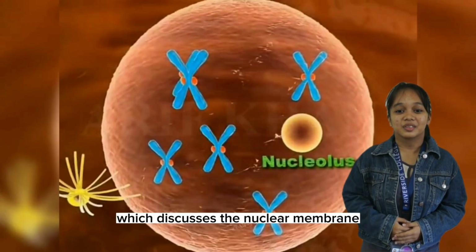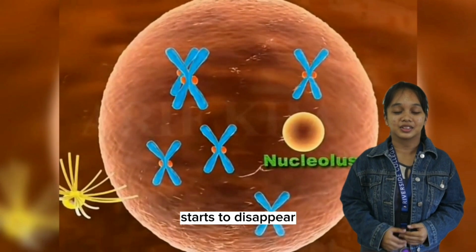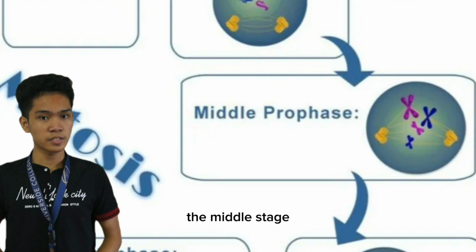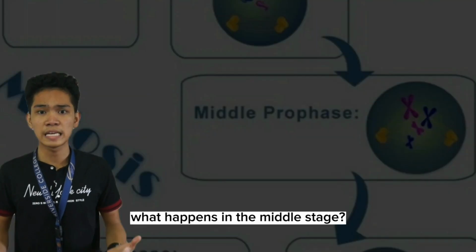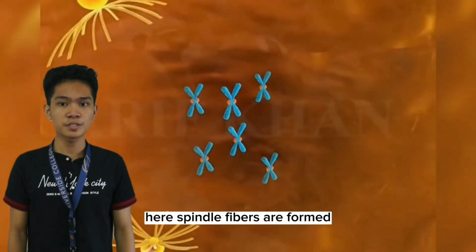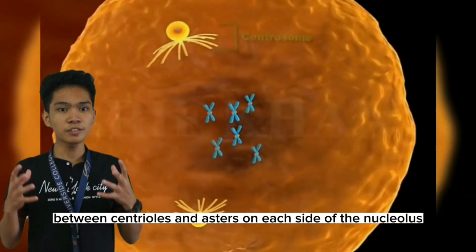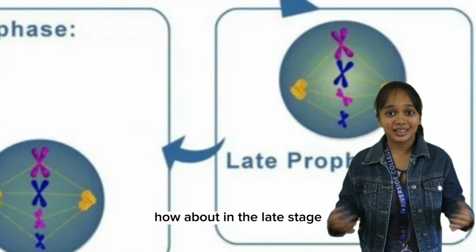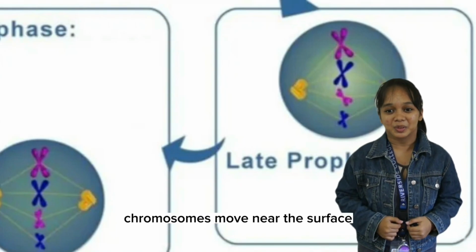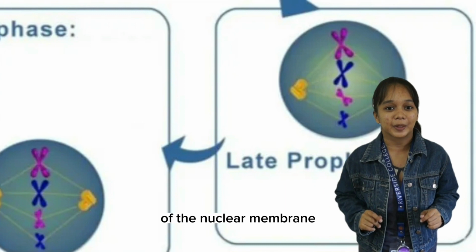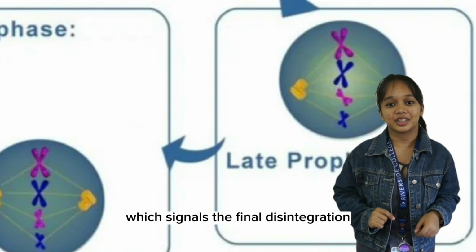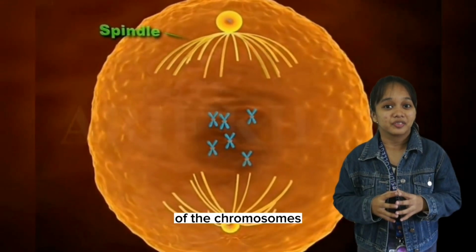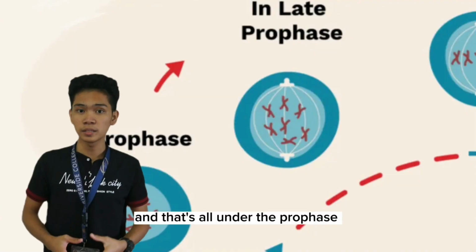In the early stage, the nuclear membrane starts to disappear and the nucleolus gradually disintegrates. The middle stage. What happens in the middle stage? Here, spindle fibers are formed between centrioles and asters on each side of the nucleus. How about the late stage? In this stage, chromosomes move near the surface of the nuclear membrane, which signals the final disintegration of the nuclear membrane. Spindle fibers connect to the kinetochores of the chromosomes. And that's all under the prophase.